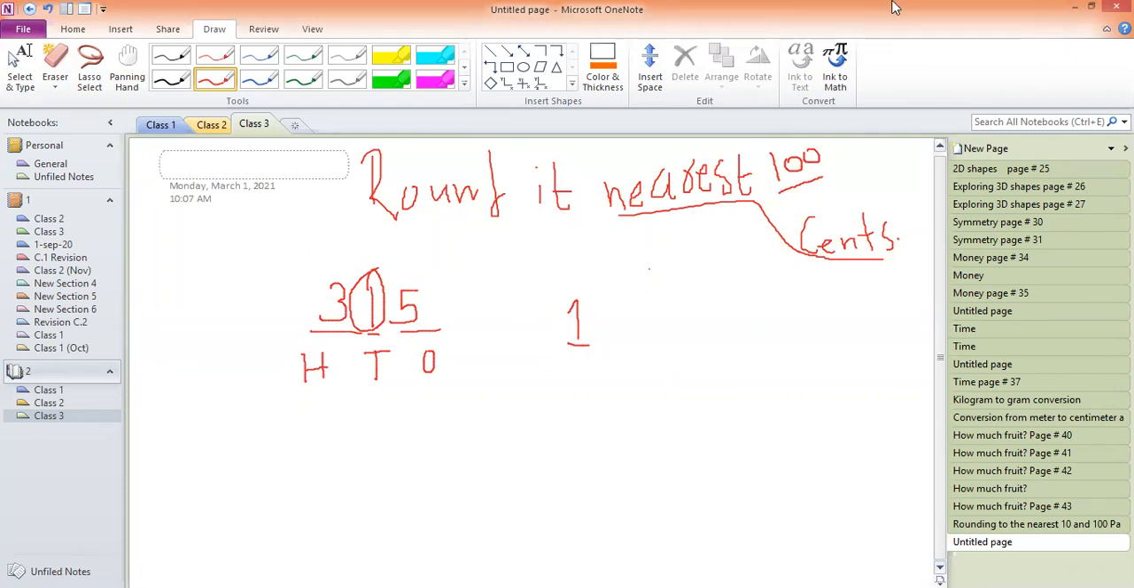Like 1 is less than 5, so you will not add 1 to the hundreds number. You will write 3. And whenever you round off to the nearest 100, the last two digits are always 0. The digits on the ones and the tens will always be 0. The answer should be in hundreds: 200s, 500, 400, 600, 800. Clear, guys?